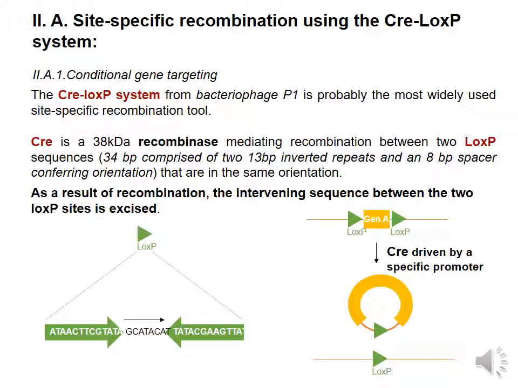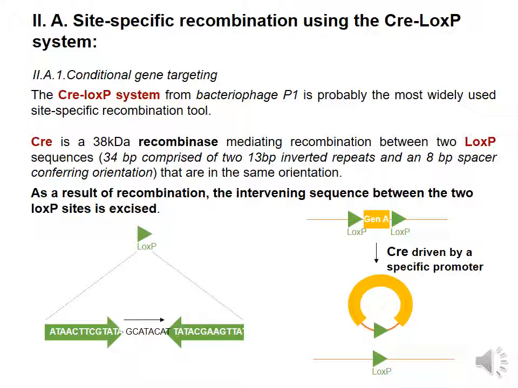For site-specific recombination, we use the Cre LoxP system, and we use conditional gene targeting by using the Cre LoxP system from the bacteriophage P1, which is probably the most widely used site-specific recombination tool. This system uses a recombinase enzyme called Cre, which mediates recombination between two specific sequences called LoxP sites. These LoxP sites are small bacterial sequences around 34 base pairs.